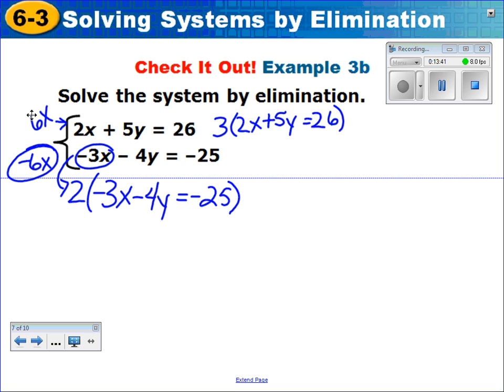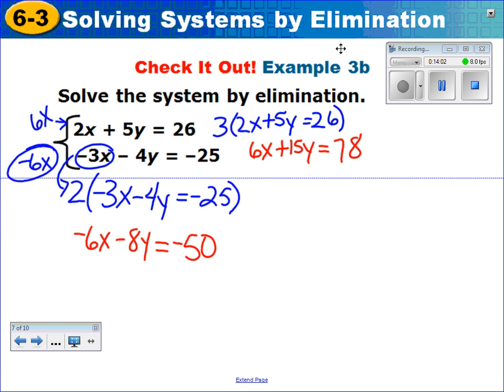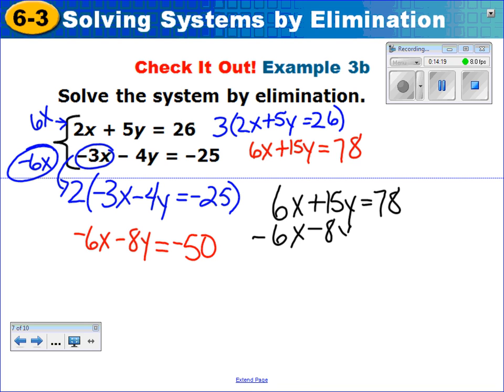All right, so I'm going to work these guys out. This is 6x plus 15y is equal to 78. And then this is negative 6x minus 8y is equal to negative 50. So I'm going to set these two guys on top of one another. Their variables are already aligned, so I'm just going to eliminate, just like we've been doing. So 6x plus 15y equals 78, and negative 6x minus 8y equals negative 50.